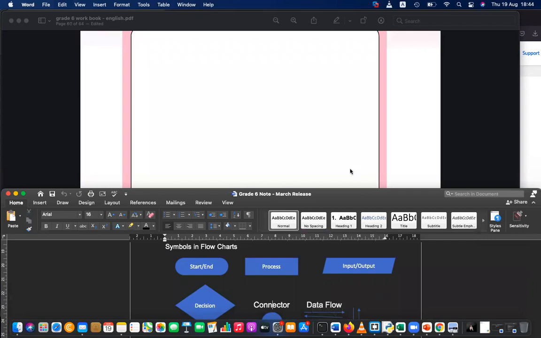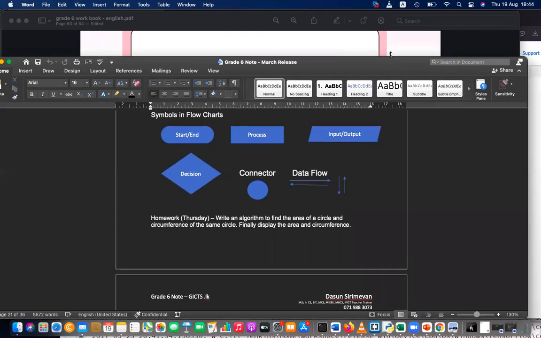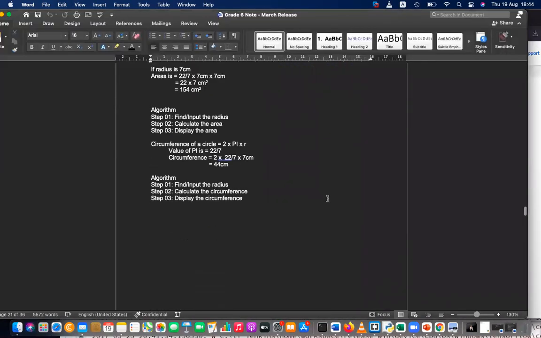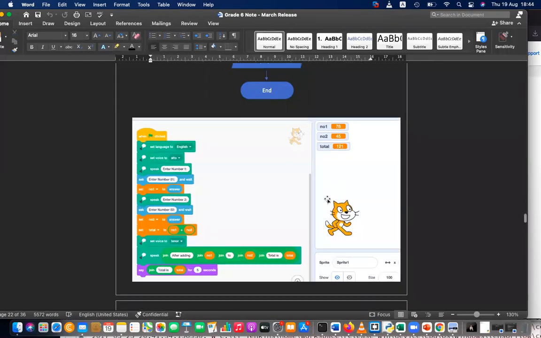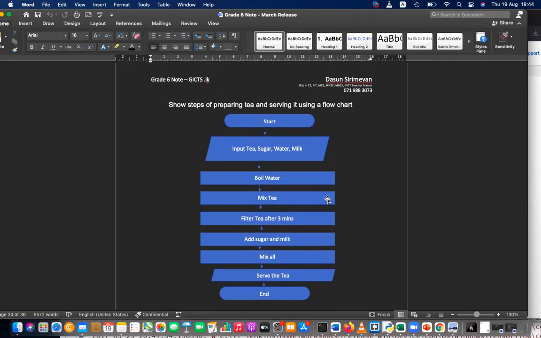Okay, so finding the perimeter of a circle. Shall we draw? Since this is a simple one, we have already done it. This is showing the steps of preparing a tea, right? So this one I'll give it to you. Finding the perimeter of a circle, can you do it without my help? Finding the perimeter of a rectangle, right? Finding the perimeter of a rectangle.